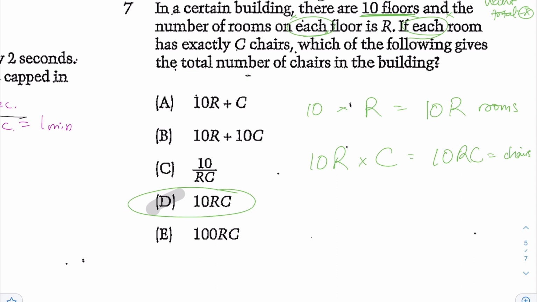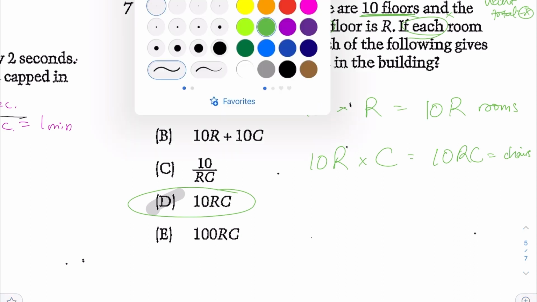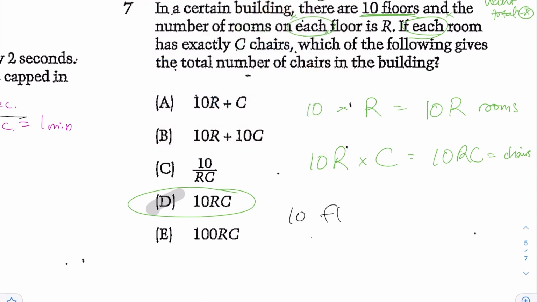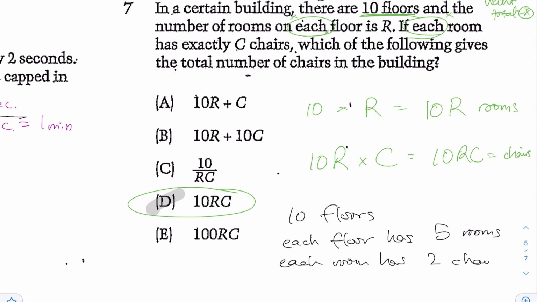Now, the other way to do this question is to substitute in some numbers. For example, if you have 10 floors, and each floor has, let's say, 5 rooms, and each room has 2 chairs. So R is equal to 5 and C is equal to 2. To figure out the entire number of chairs in this building, you'll have to do 10 times 5 times 2, or 100. So that's a magic number.